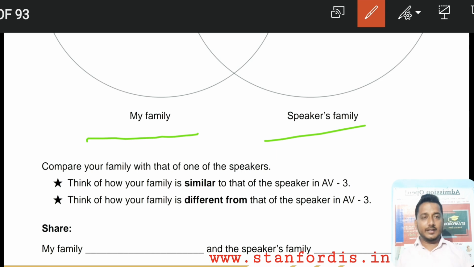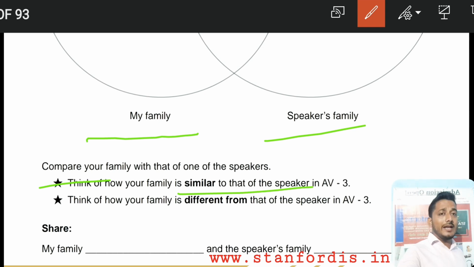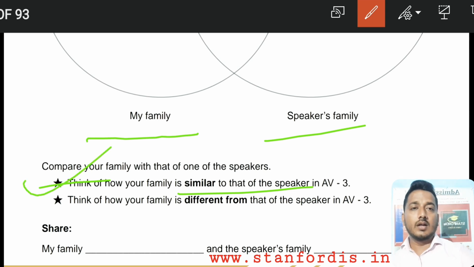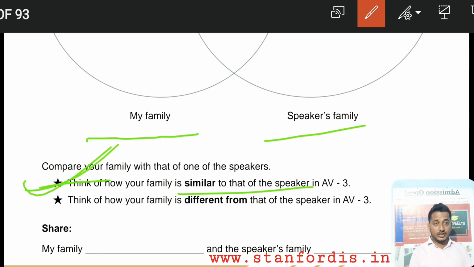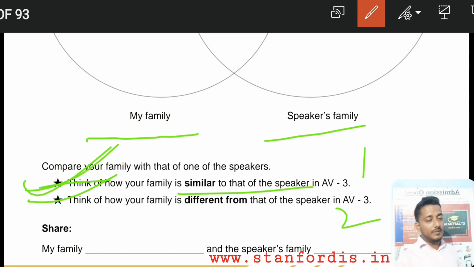So after completing this part, think of how your family is similar to the speaker's family. After making the Venn diagram, you are going to write this question's answer. This is your homework. Be ready to answer in the group discussion. I'm going to ask the same question to you. Second is how your family is different from the speaker's family, by seeing the Venn diagram. After creating the Venn diagram, you're going to answer the first question, you're going to answer the second question too. You're going to answer both questions after making the Venn diagram. So you need a copy or notebook, and you need a pen or pencil.